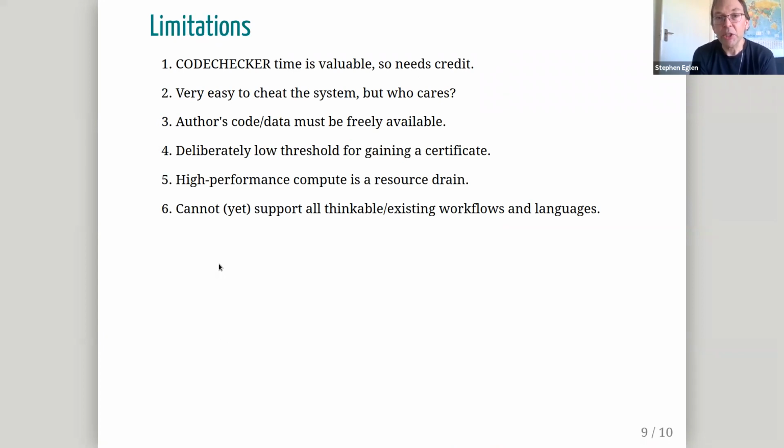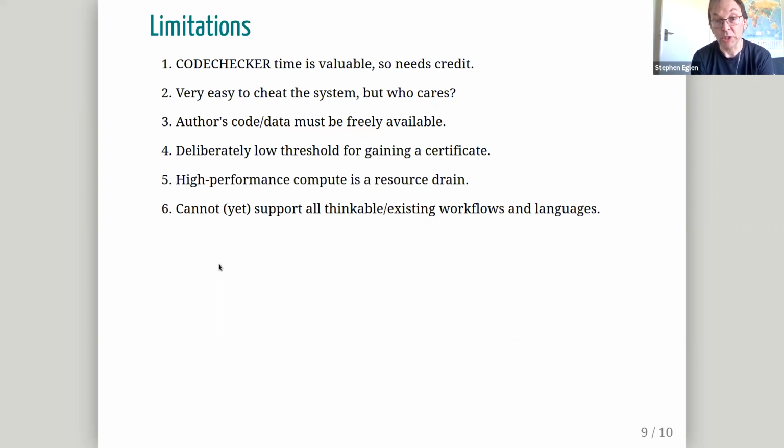Here are some of the limitations. It takes time to do this, but code checkers need credit to do this. It's very easy to cheat the system because we're not checking every line of the code. We can't be guaranteeing that the code actually works as what the original paper says, but who cares? The key point is that if you're so interested, you can go and look for yourself, because one of the fundamental principles is for a code check, everything needs to be freely available. We're trying to come up with a deliberately low threshold for gaining a certificate, just so that these things take off.